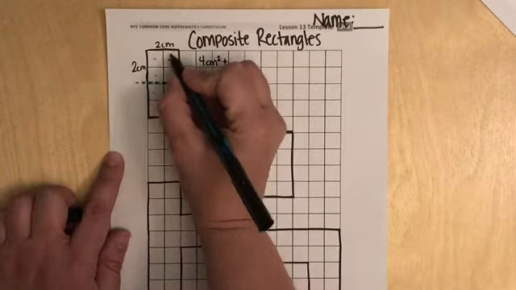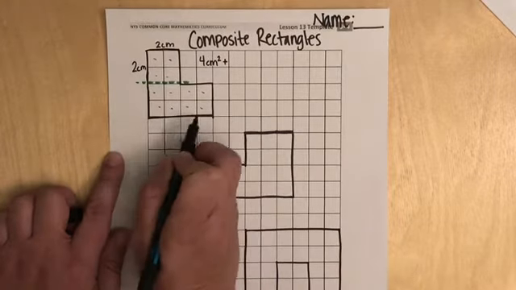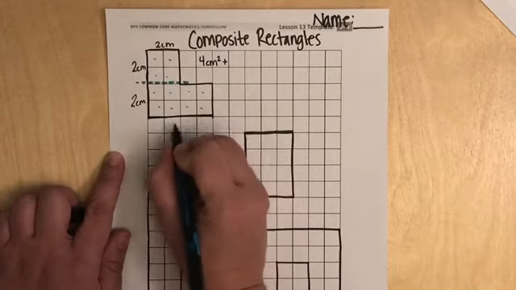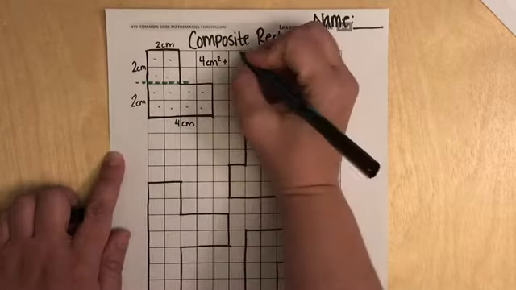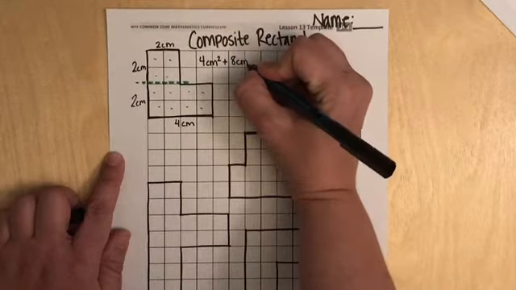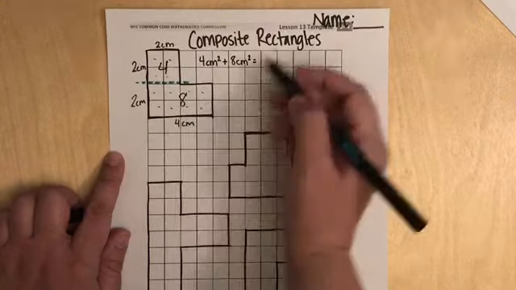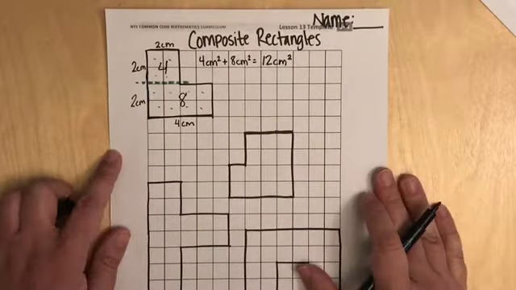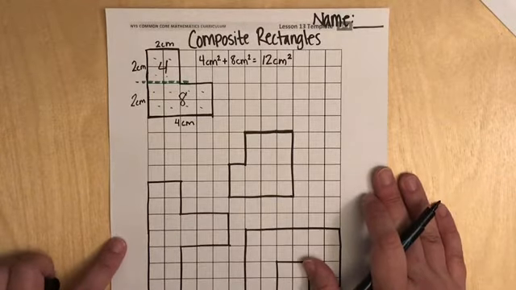So our area here is 4, and then we could find our area of this rectangle here. So let's write our side lengths. Our side length here is 2 centimeters, and our side length here is 4 centimeters. So we have 2 times 4, so our area would be 8 centimeters squared. Now we have 4 plus 8 equals 12. So that was 2 ways to do it, and we got the same answer. That means that our break apart strategy works.